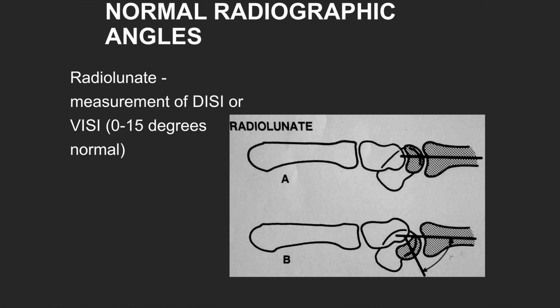In terms of angles, the radiolunate angle is measured on the lateral view, and a line drawn through the radius should bisect the lunate angle. If the lunate is tilted dorsally, we call that a DISI, dorsal intercalated segmental instability. If the lunate is tilted palmarly, we call that a VISI, volar intercalated segmental instability.